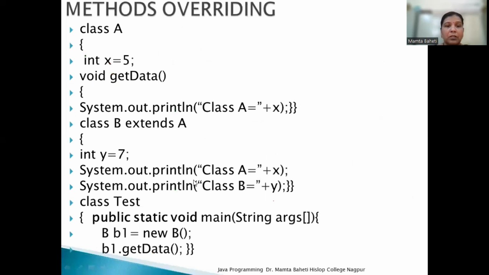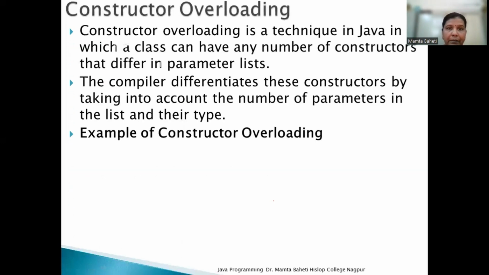Now one more example. I have created class A, and it has getData. Class B is extending A, and there is class Test. In class Test, we are creating the object of class B, and through object B, we are calling getData. So this is one simple example of inheritance.